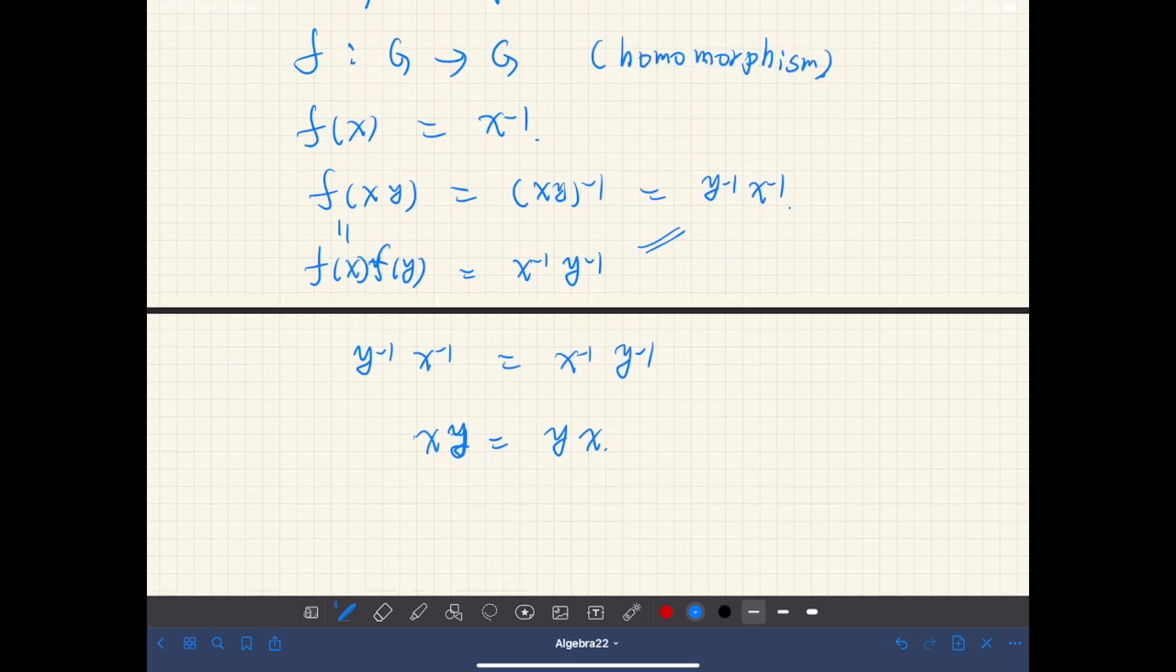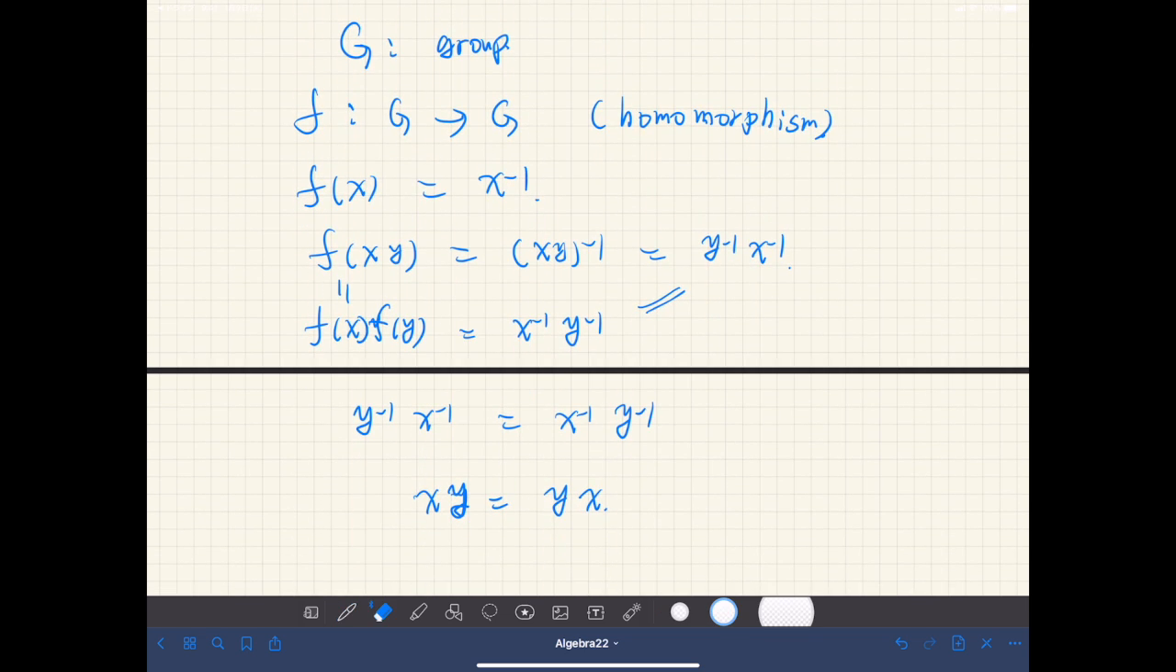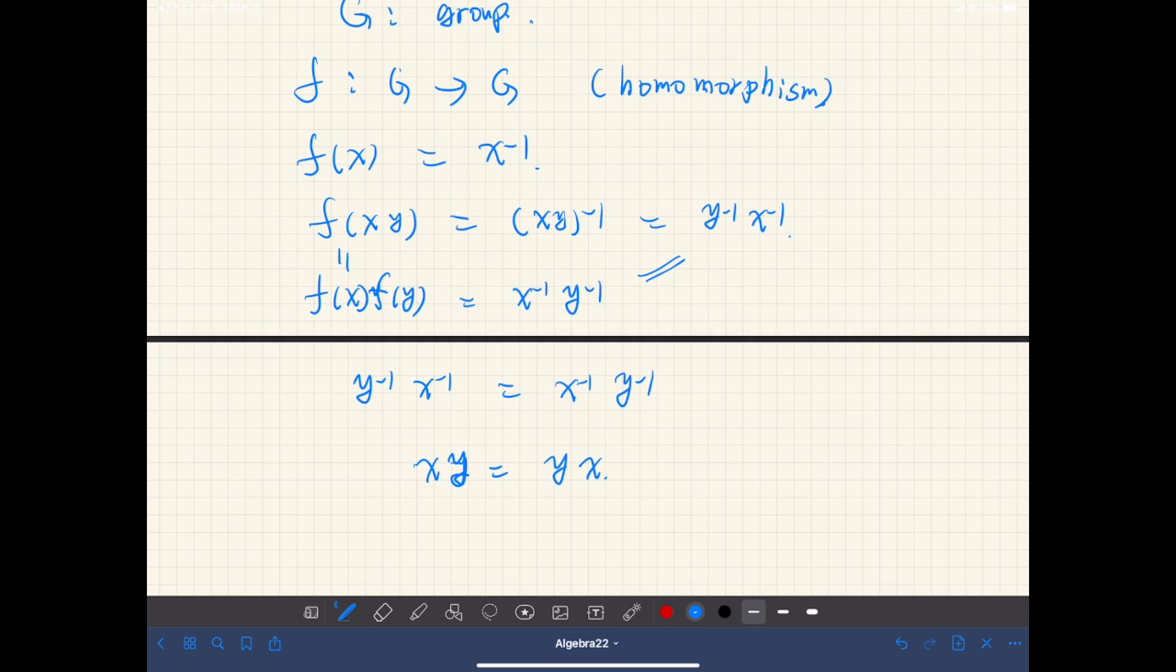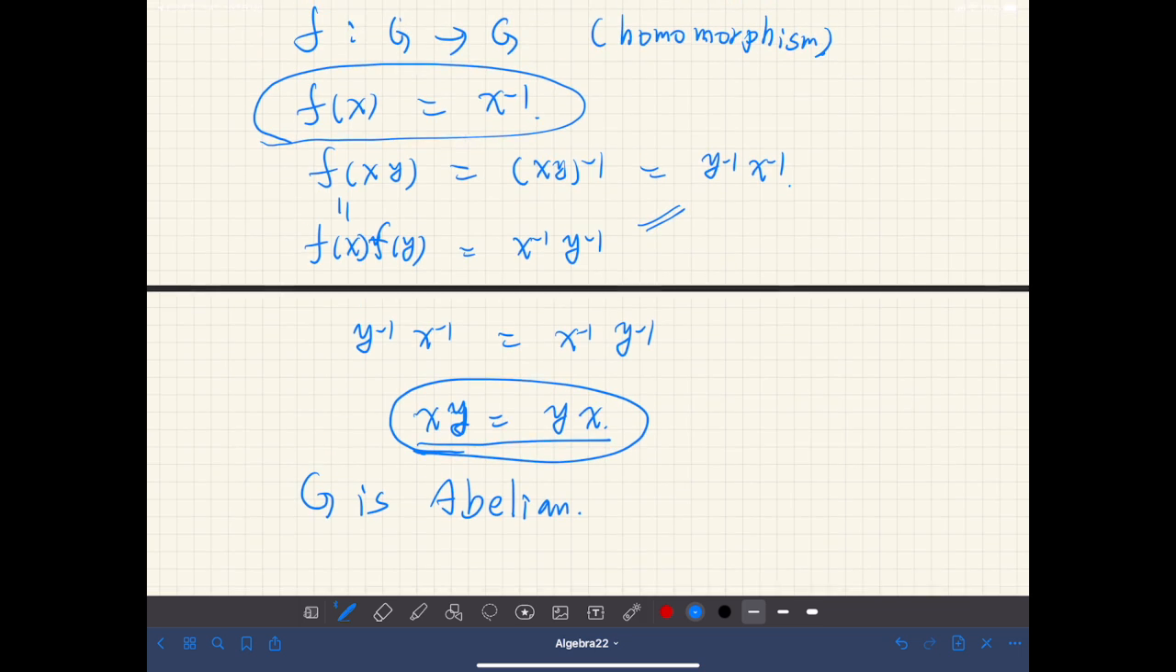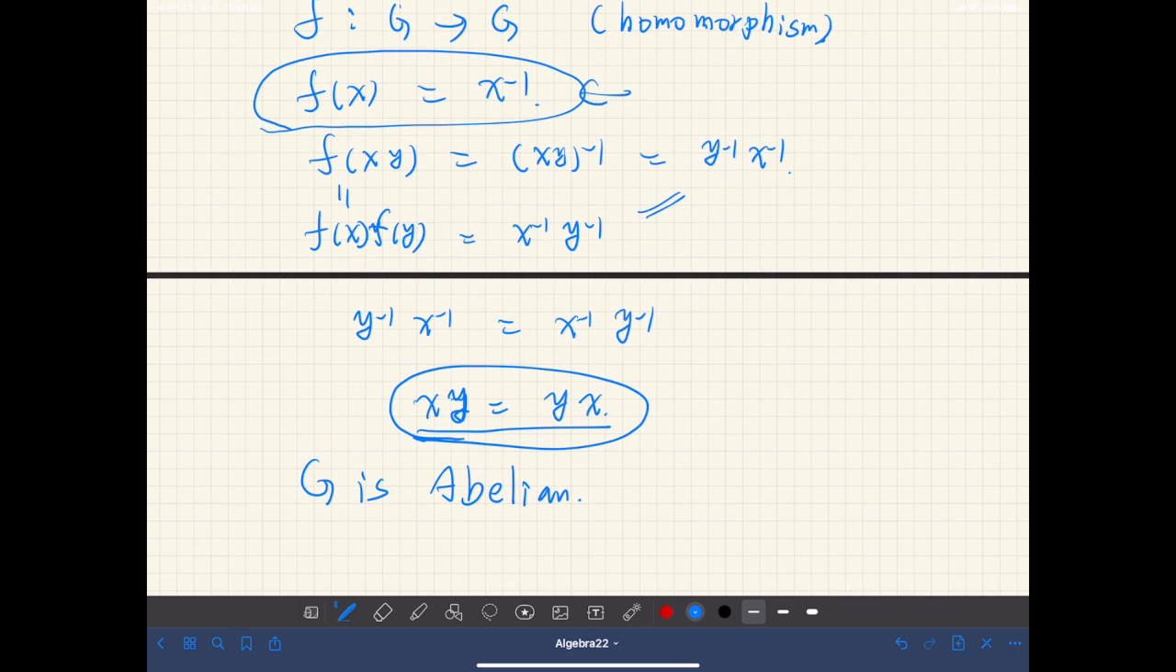So this means, although we didn't assume anything else about G other than it is a group, by the very existence of a homomorphism defined by this, we can conclude that any pair of elements of group G commute. So in other words, G is an abelian group. So the very existence of such a homomorphism imposes this very strong condition on the group G.